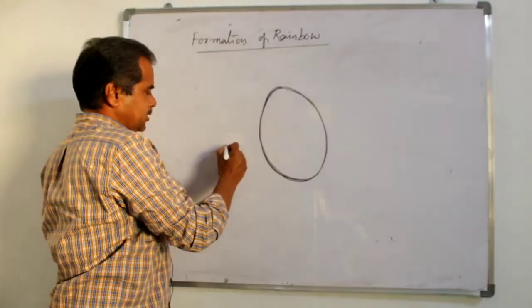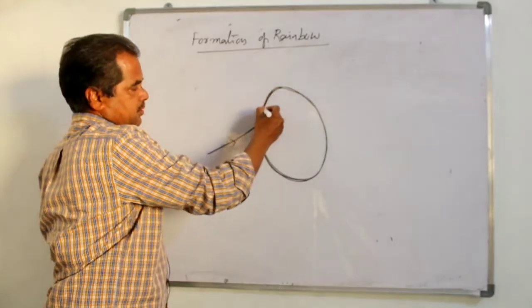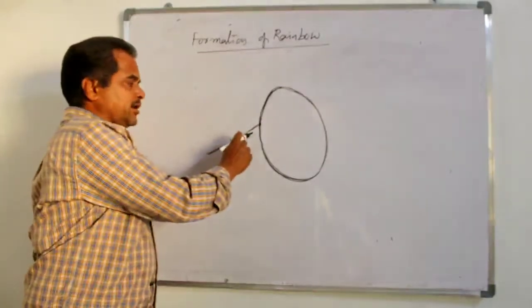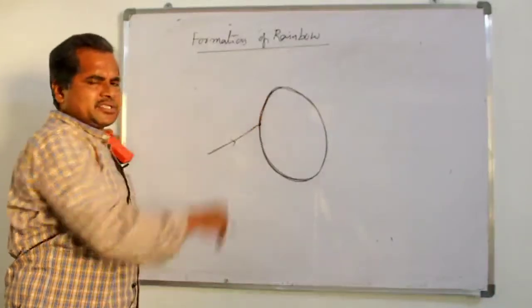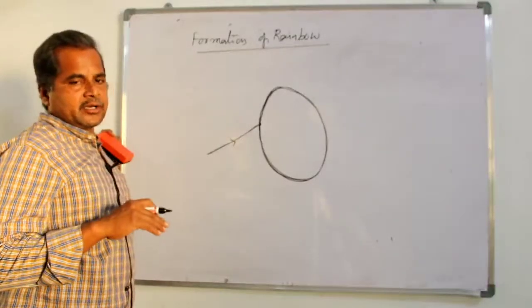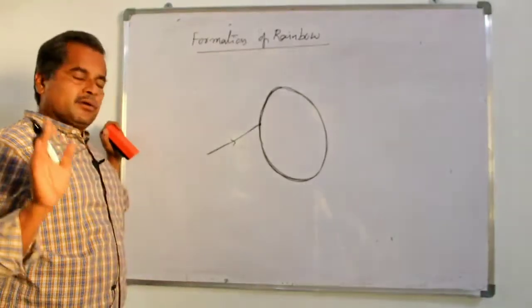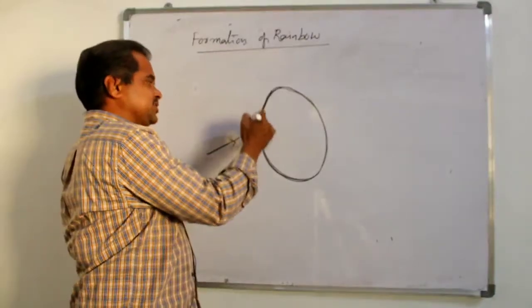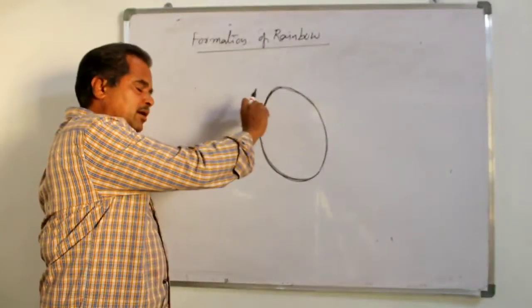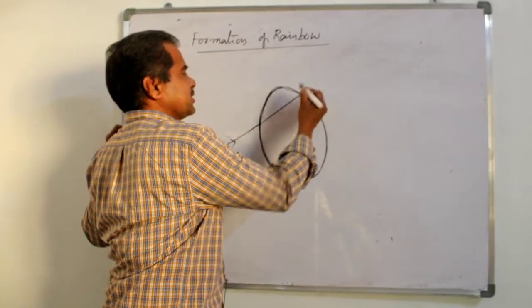If any light ray is incident on the first curved surface of the raindrop, what happens? According to dispersion of light, this light ray splits into seven colors. Here refraction also occurs. Any light ray which moves from rarer to denser, the corresponding refracted ray moves nearer to the normal. If any light ray moves from denser to rarer, the refracted ray moves away from the normal. This is the common phenomenon of refraction. Here, this light ray splits into seven colors because the velocity of all these colored light rays depends upon their wavelengths.